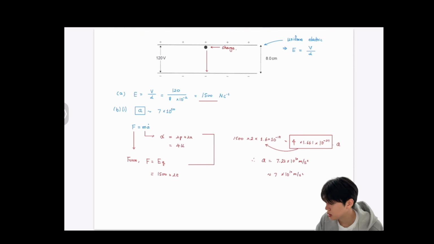Okay, moving to question B2. In question B2, they said calculate the time taken for the upper particle to reach the negative plate. So now we have to calculate the time taken t. Just to remind what information we have, we have the distance, which was 8 centimeter. So that was 8 times 10 to the negative 2. And now we calculated acceleration a, right? Which was 7.22 times 10 to the 10 meters per second squared.